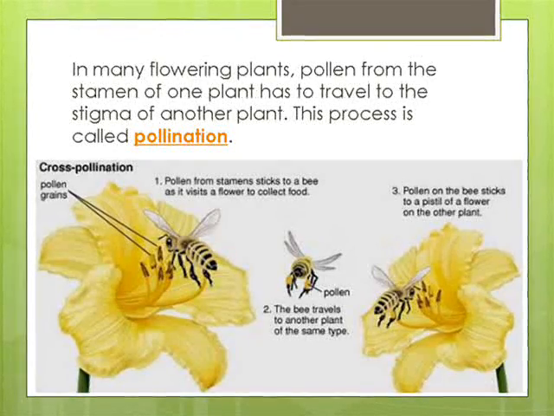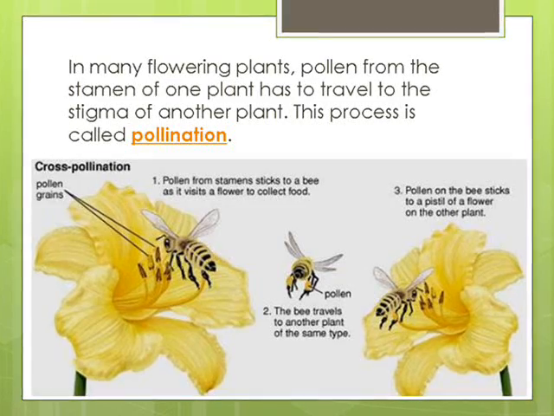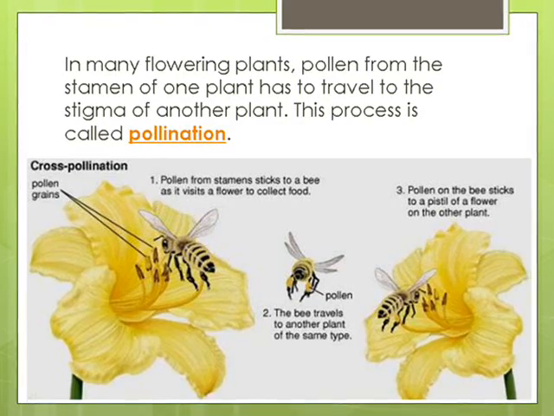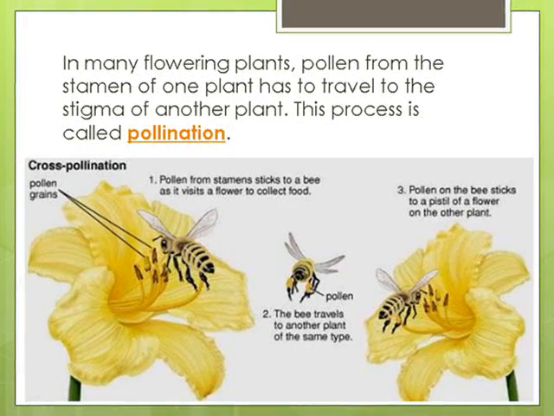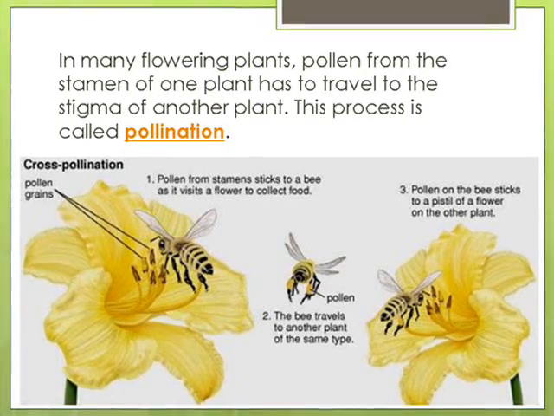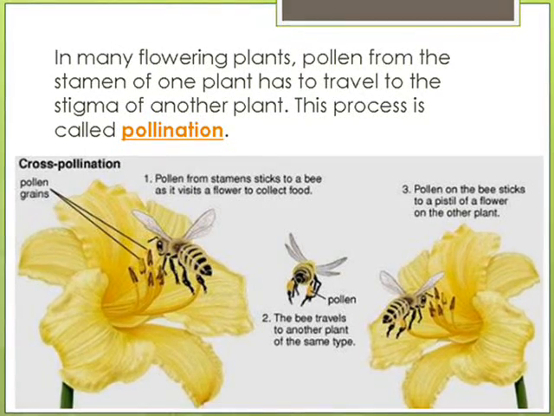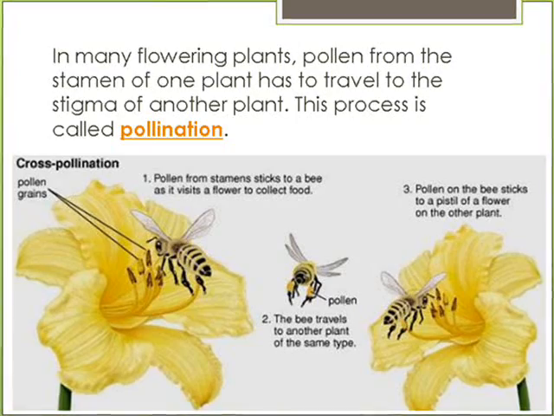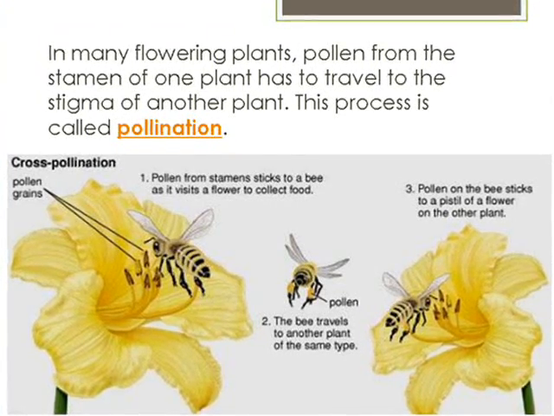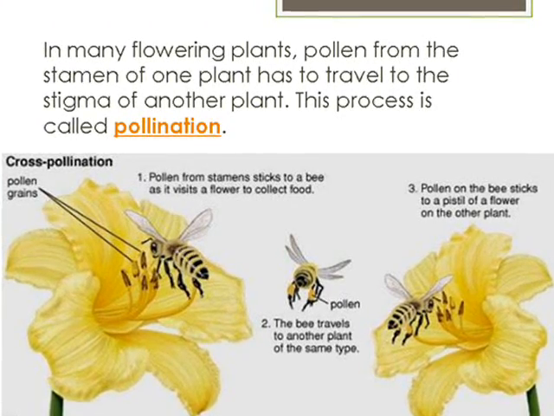In many flowering plants, pollen from the stamen of one plant has to travel to the stigma of another plant. This process is called pollination. In cross-pollination, pollen from stamens sticks to a bee as it visits a flower to collect food. The bee travels to another plant of the same type. Pollen on the bee sticks to a pistil of a flower on the other plant.